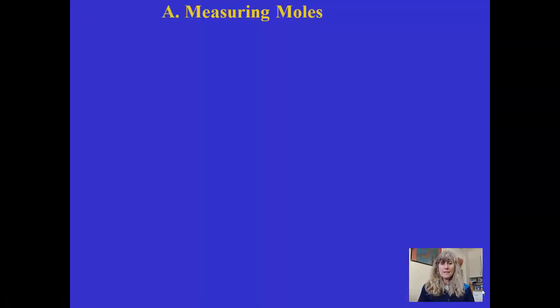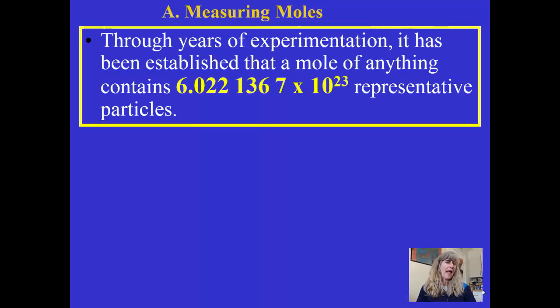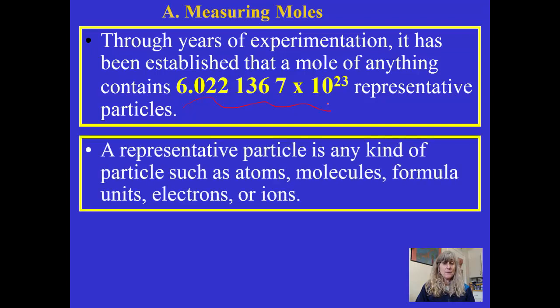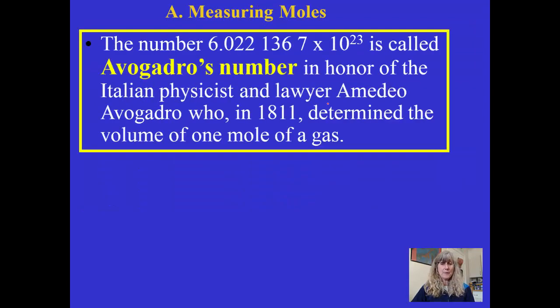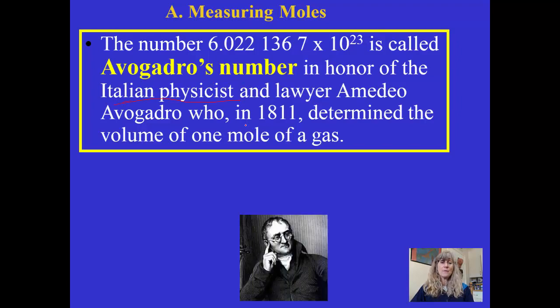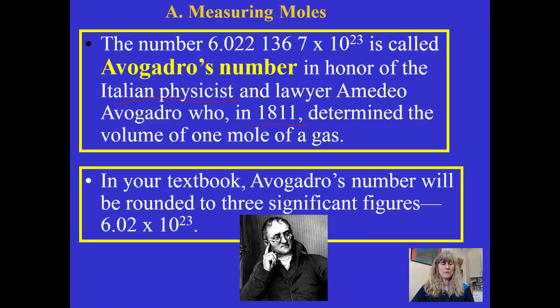So a mole of particles has a mass as well. Let's look at how many particles are in a mole. This says 6.0221367 times 10 to the 23rd. That's a lot of atoms or molecules or formula units. This is Avogadro's number, in honor of the Italian physicist and lawyer Amedeo Avogadro, who in 1811 determined the volume of 1 mole of gas. We're going to simply use 6.02 times 10 to the 23rd and not write out that number.